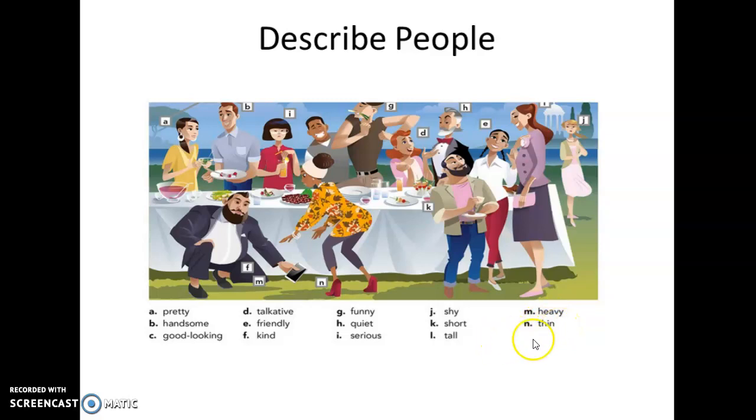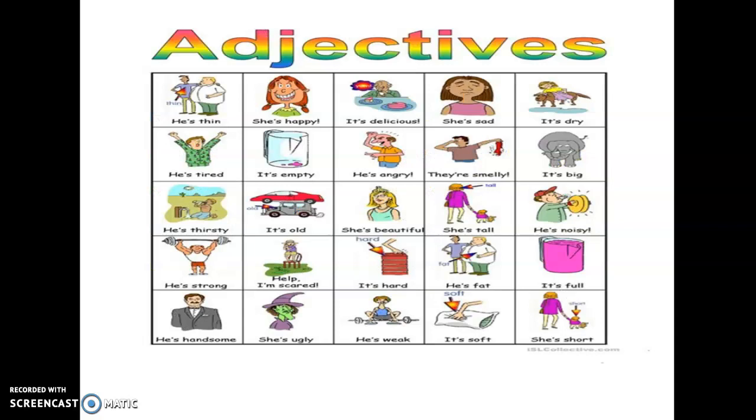And finally you have here thin, ¿ok? Así que finalmente tenemos todos estos de aquí. Son adjetivos que nos sirven para describir a cada uno de nuestros amigos o incluso describirnos a nosotros mismos. Remember this part, yeah? So maybe you are going to learn how to describe these people. Here you have another adjective, thin, meaning she's happy, it's delicious, she's sad, it's dry, it's tired, it's empty, vacío.